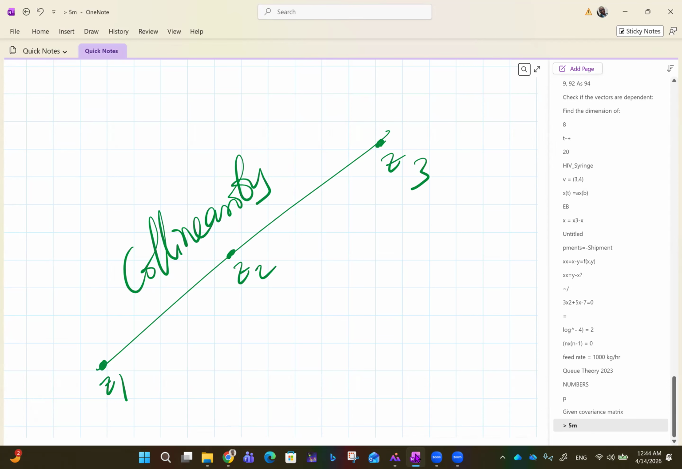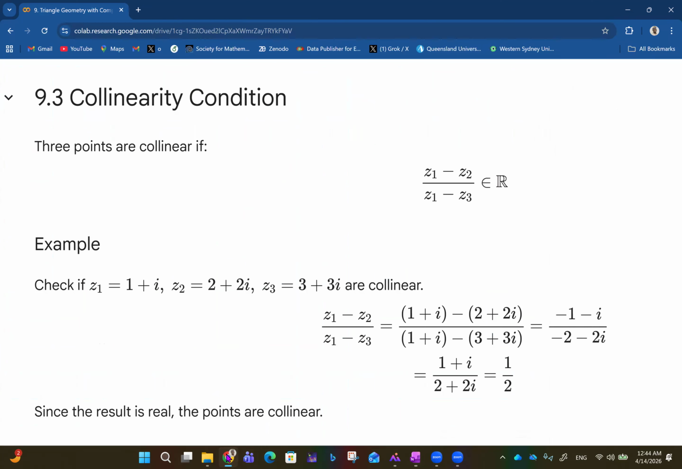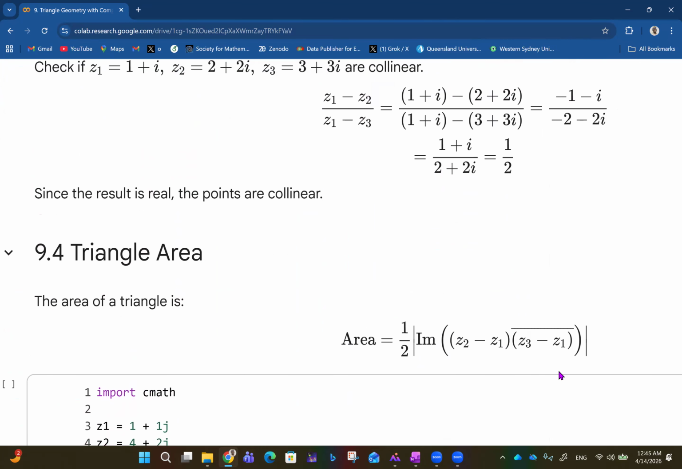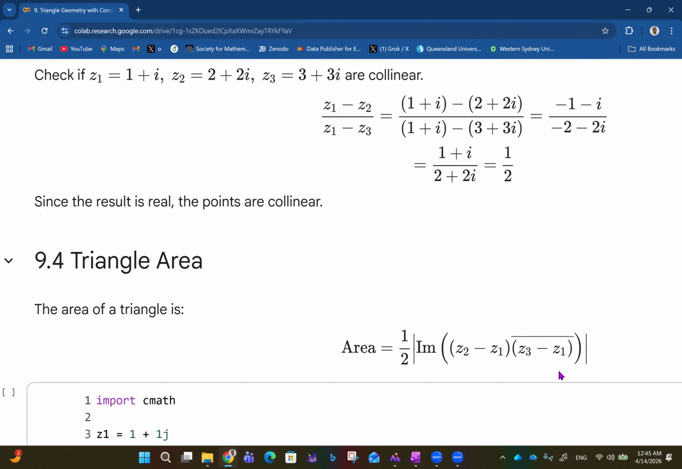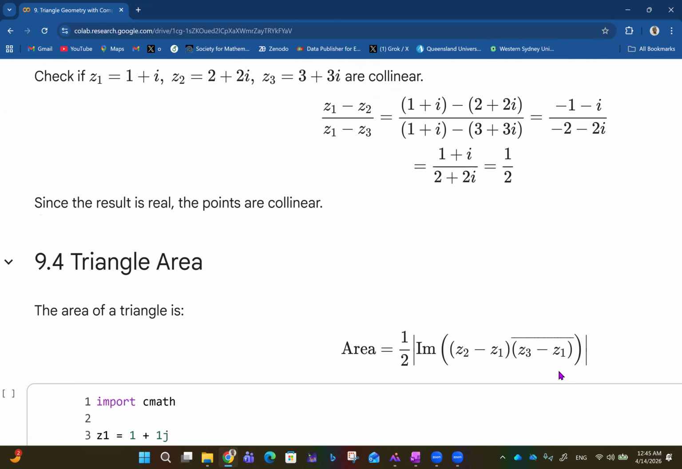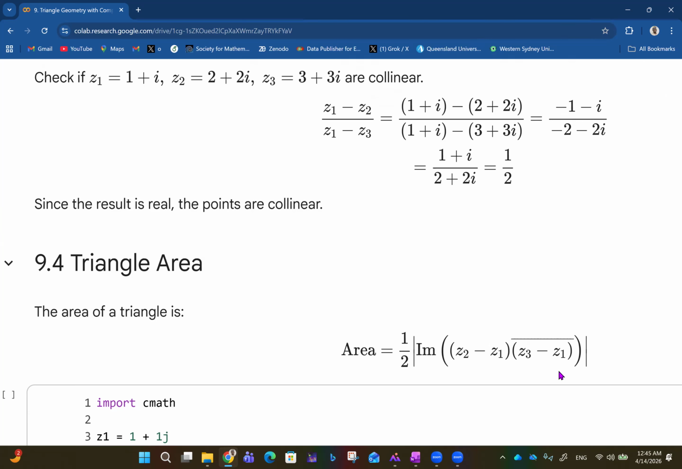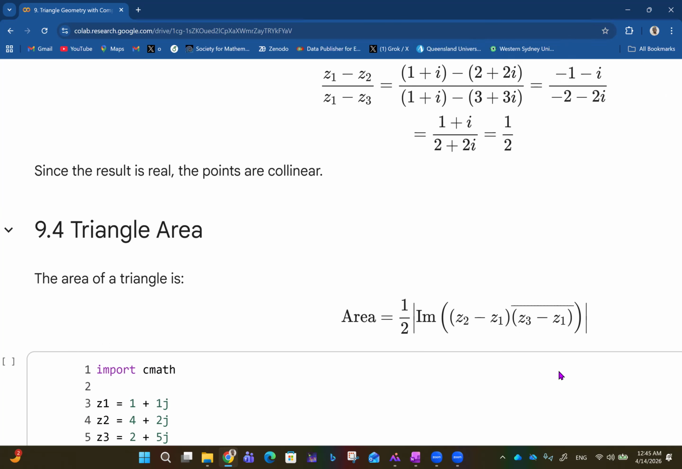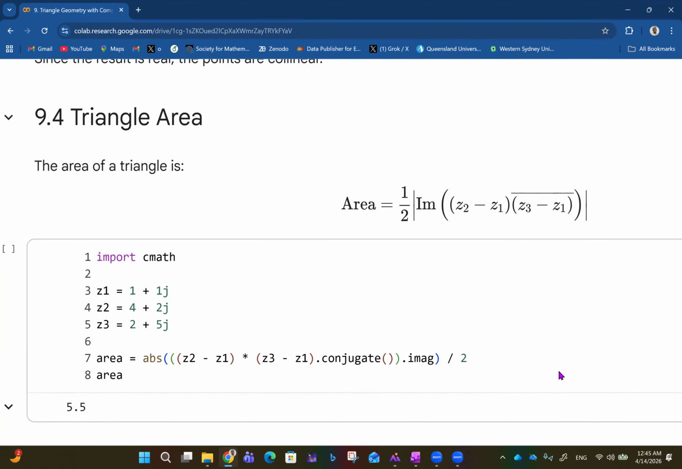Collinearity. That means the points are not forming a triangle. So if you are asked a question like, do these three points form a triangle, maybe you are given three points in the complex plane and you want to check if they form a triangle, just check their collinearity. If they are collinear, then they cannot form a triangle.